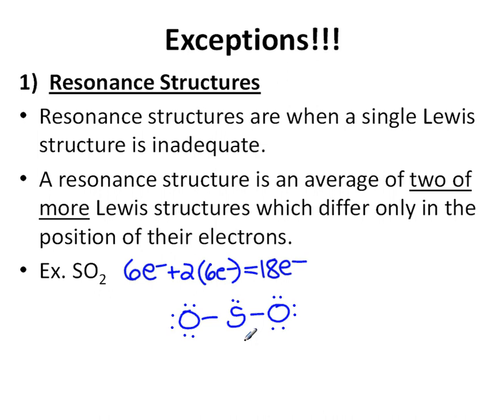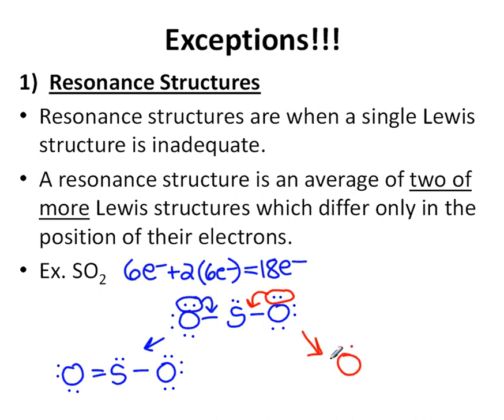This is where the idea of resonance comes in. So let's say the one on the left decides to share. It's going to move its 2 electrons down there, and your Lewis structure will end up looking something like this, where you have the double bond on the left-hand side. But what if the other oxygen decides to share? What if it says, no, I'm going to share one of my pairs? That's also possible. So what you'll get is a Lewis structure that looks like this.